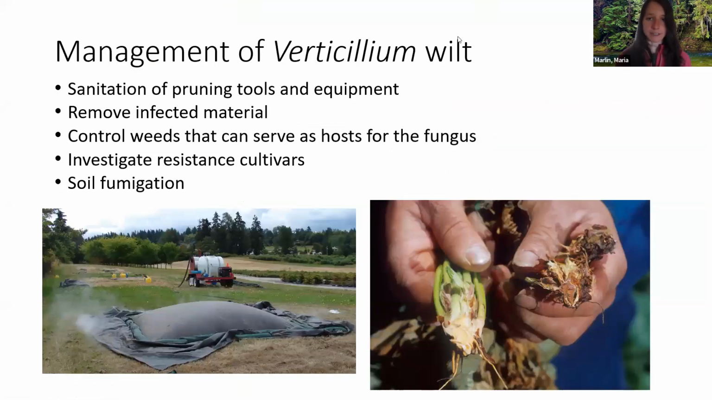So how do you manage verticillium wilt? It's tricky. There's no way to cure verticillium. If you have verticillium, you can't cure a plant of it. So you have to focus on prevention. Prevention is key. You can start by sanitizing pruning tools and equipment, because remember, the pathogen grows throughout the plant. So if you cut something and you have the pathogen inside, and then you just move directly to a clean plant or a healthy plant, you're just moving that pathogen.